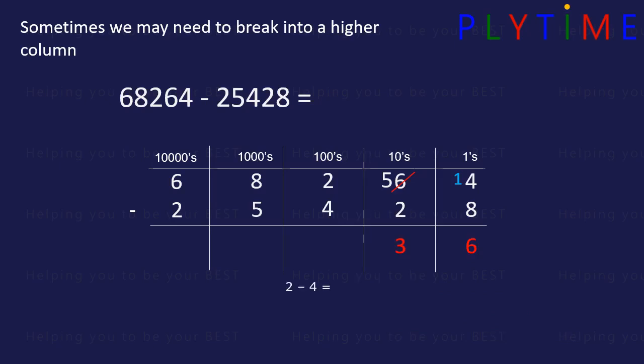Then 2 minus 4. Again, we can't take 4 from 2, so we exchange 1 from the higher column. We change that to 7 and we exchange for 10 hundreds. Now we have 12 minus 4. 12 minus 4 is 8. Then 7 minus 5 is 2. And finally 6 minus 2 is 4. So our answer is 42,836.